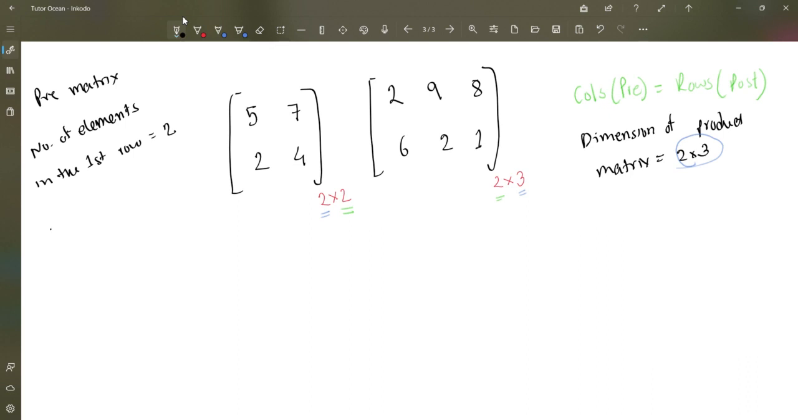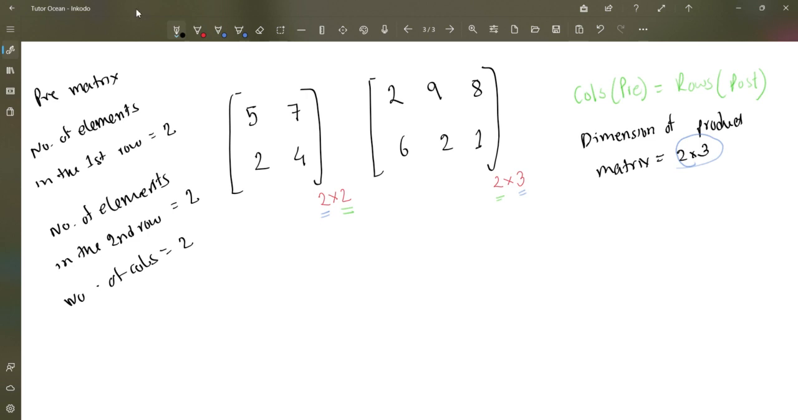Okay, what is the number of elements in the second row? That's also equal to 2. And what is the number of columns in the pre-matrix? That's also equal to 2. So even if we don't say it out explicitly, we do understand that the number of columns means the number of elements in each and every row of the matrix.